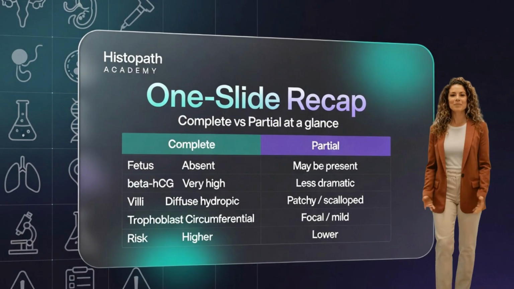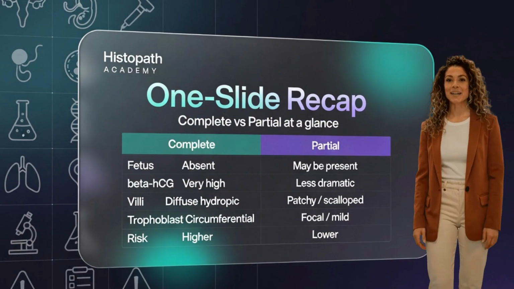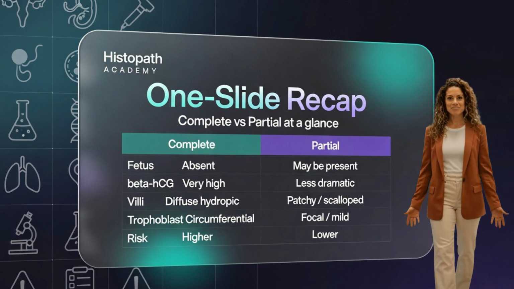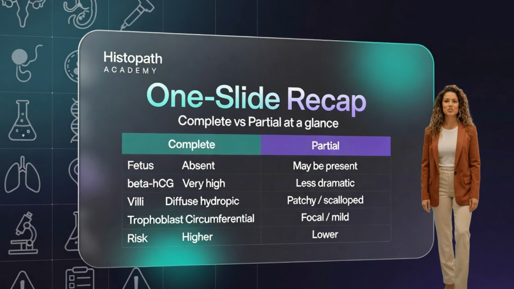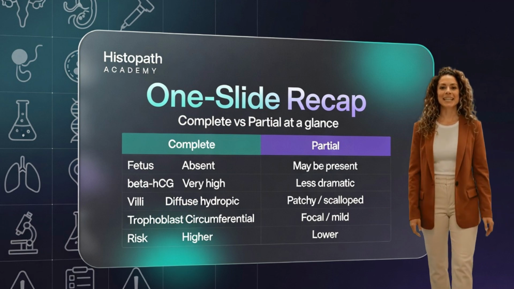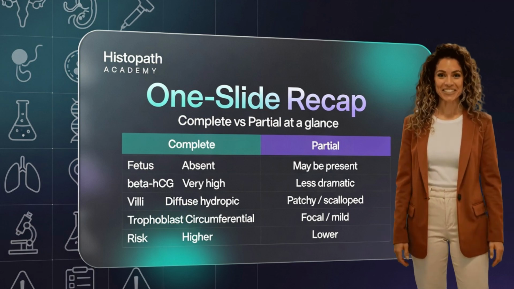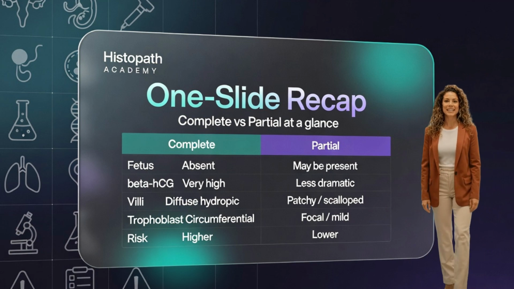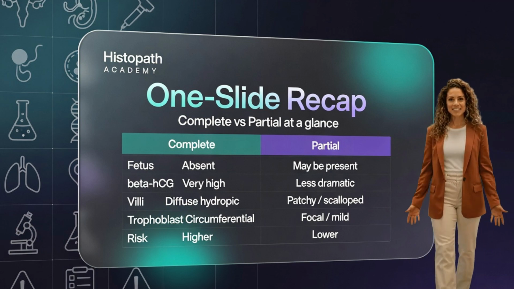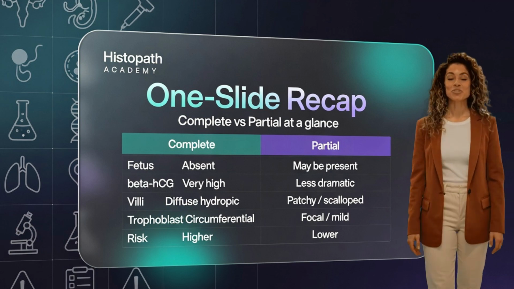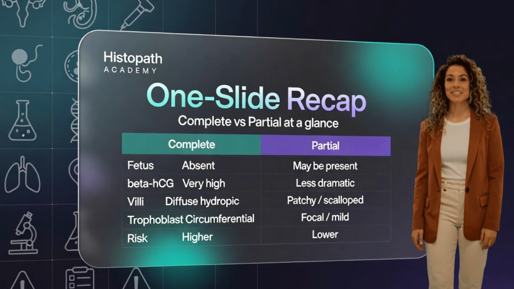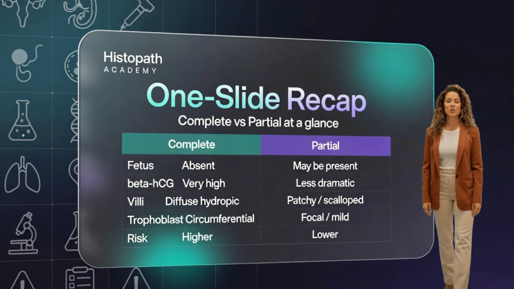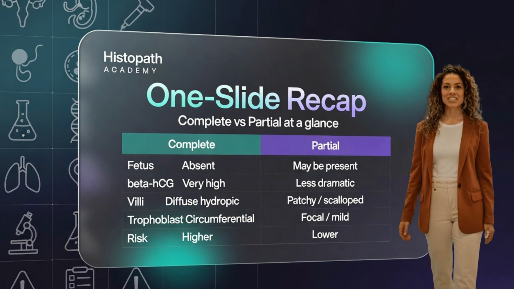Final recap in one slide. Complete mole: fetus absent, beta hCG very high, diffuse hydropic villi, circumferential trophoblast, p57 negative, and higher persistent GTD risk. Partial mole: fetal tissue may be present, beta hCG less dramatic, patchy/scalloped villi, focal mild trophoblast, p57 positive, and lower risk. If you want, next we'll cover invasive mole versus choriocarcinoma with an hCG-based approach.